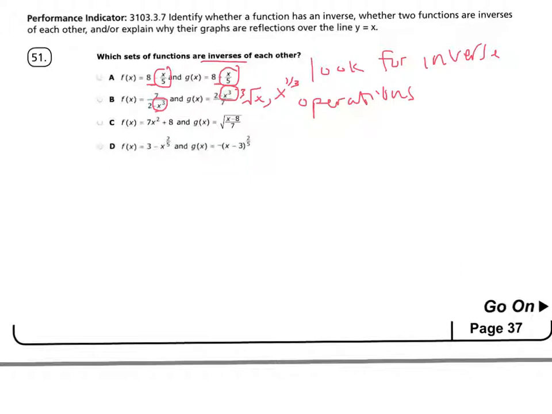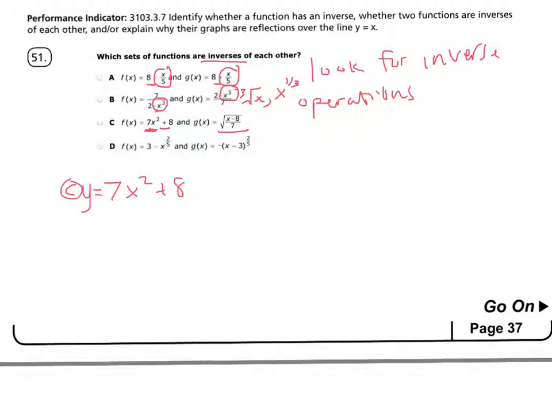So I'm going to eyeball number c. We have an x squared. We have 7 times x squared plus 8. This looks like it might be a good candidate. I see that we're subtracting 8 divided by 7. I see we have a square root. So I'm going to go ahead and look at c more closely and copy it down.